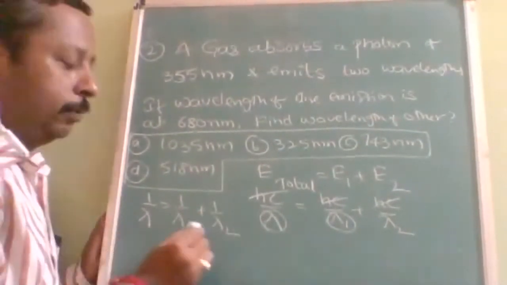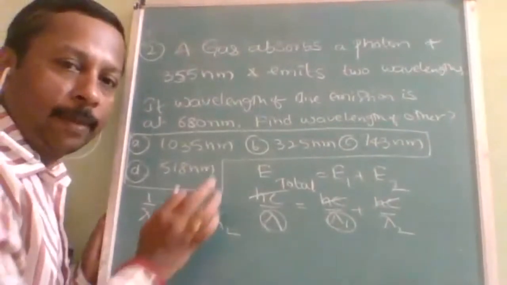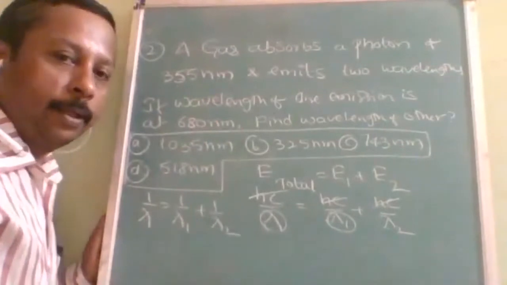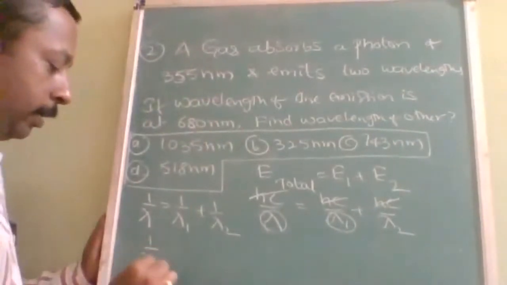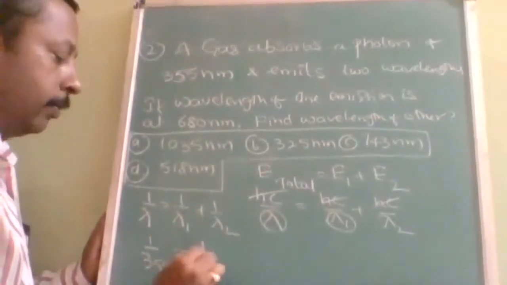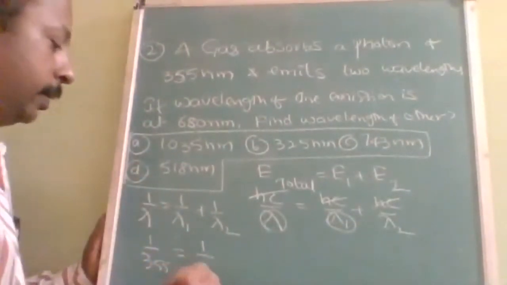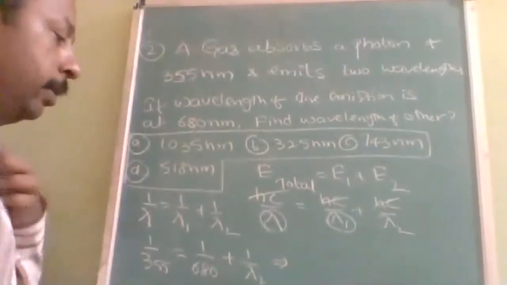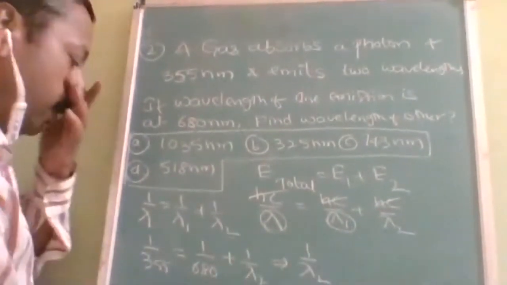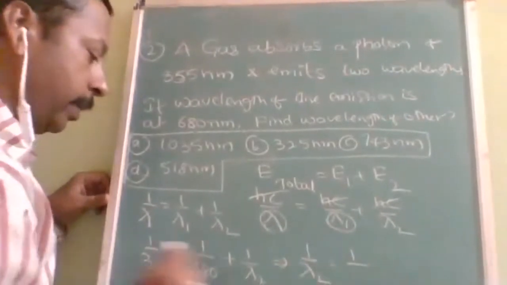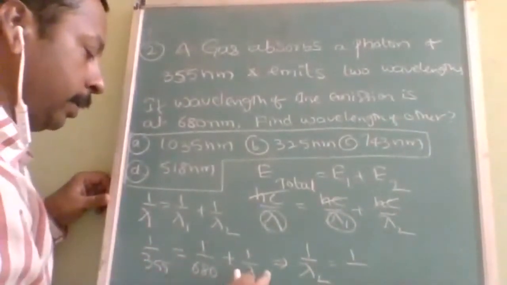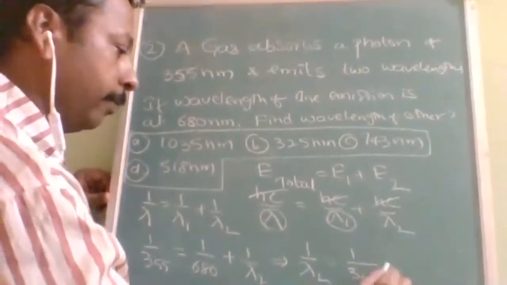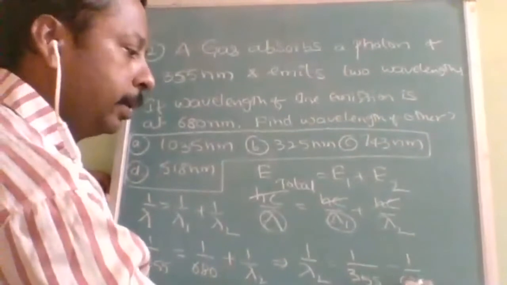You can even keep the units the same, because options and given information are the same. So I will write 1 upon 355 is equal to 1 upon lambda 1, 680, plus 1 upon lambda 2, which you have to find out. So 1 upon lambda 2 is equal to 1 upon 355 minus 1 upon 680, taking this to this side.